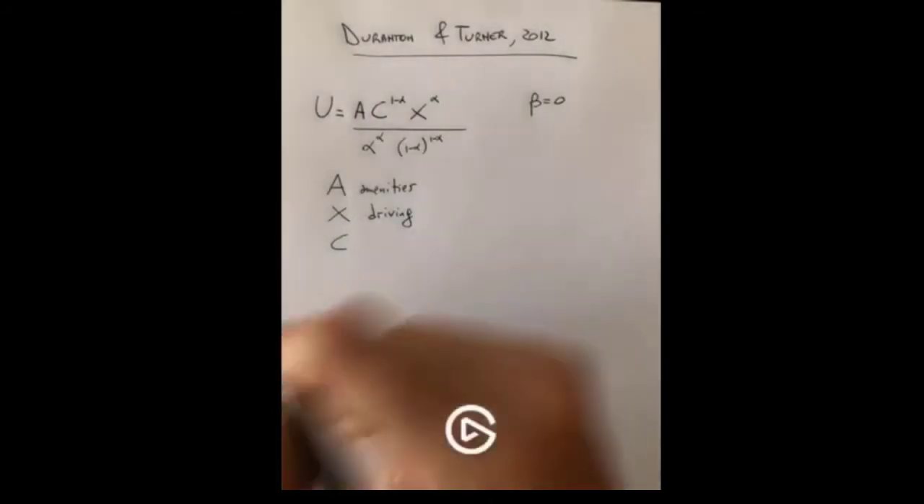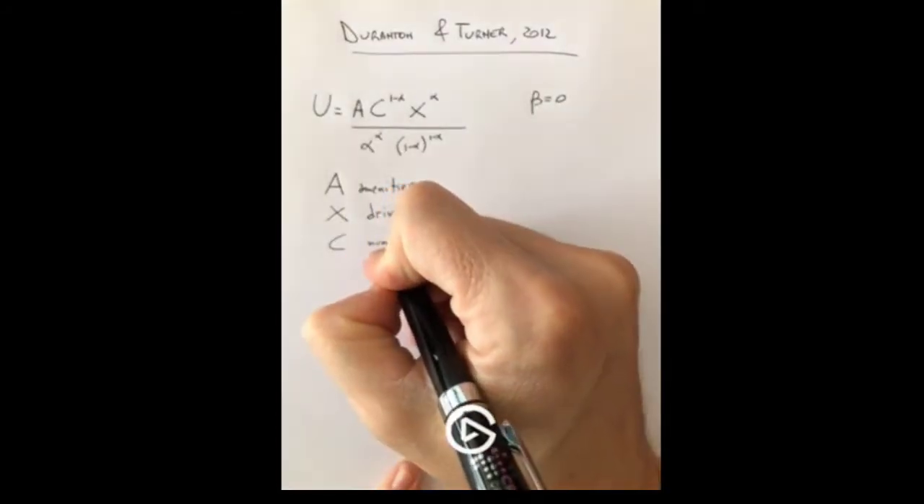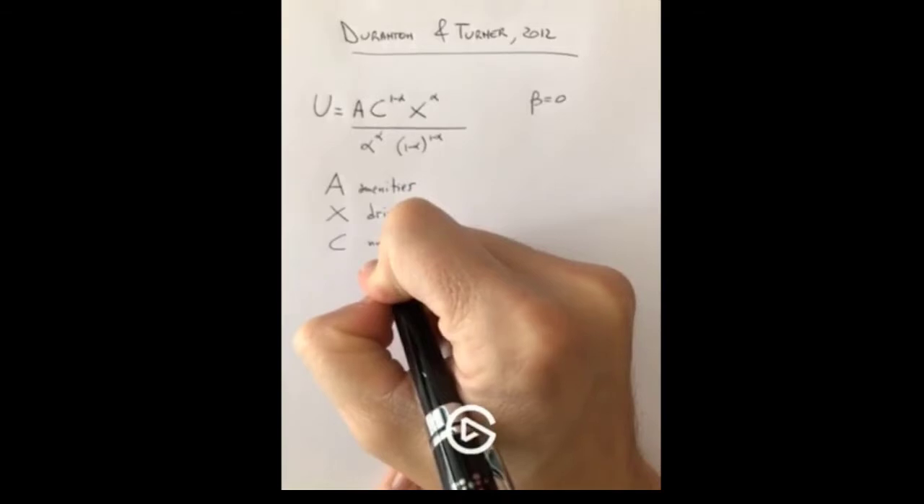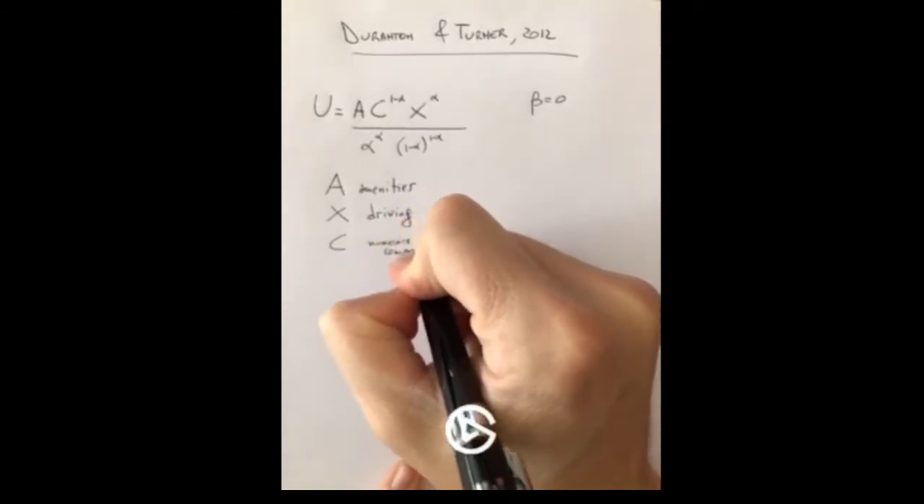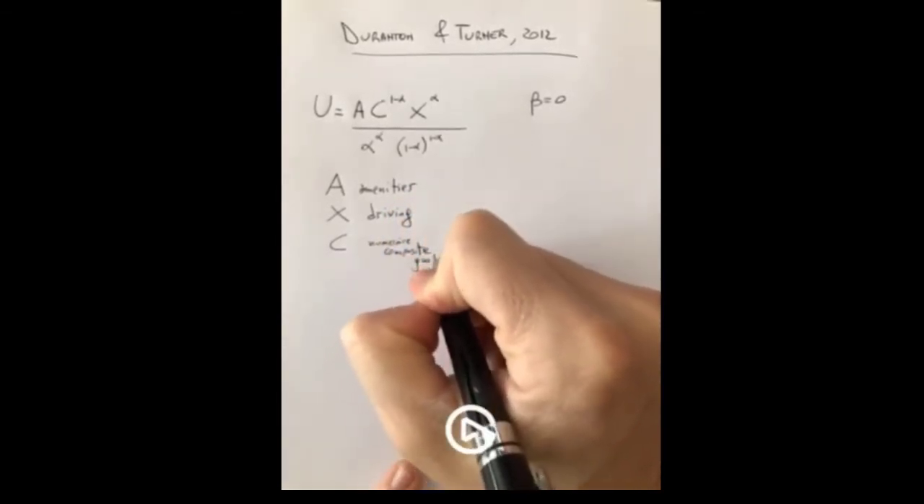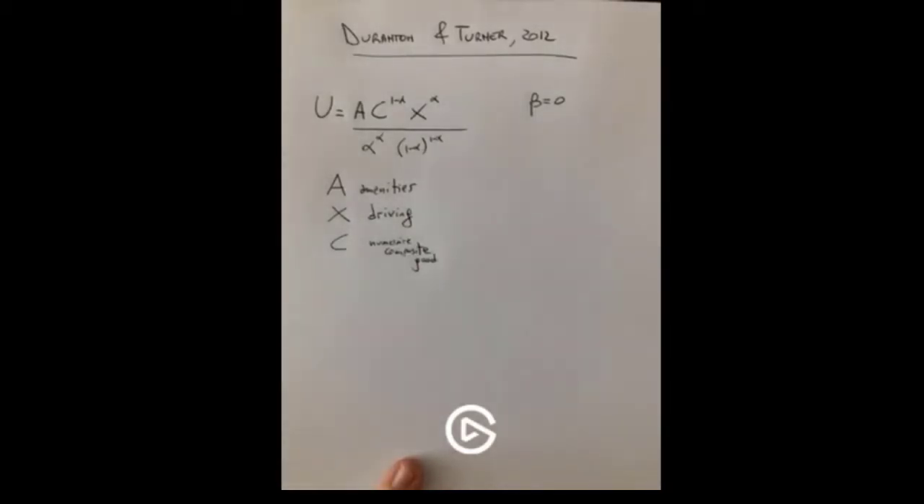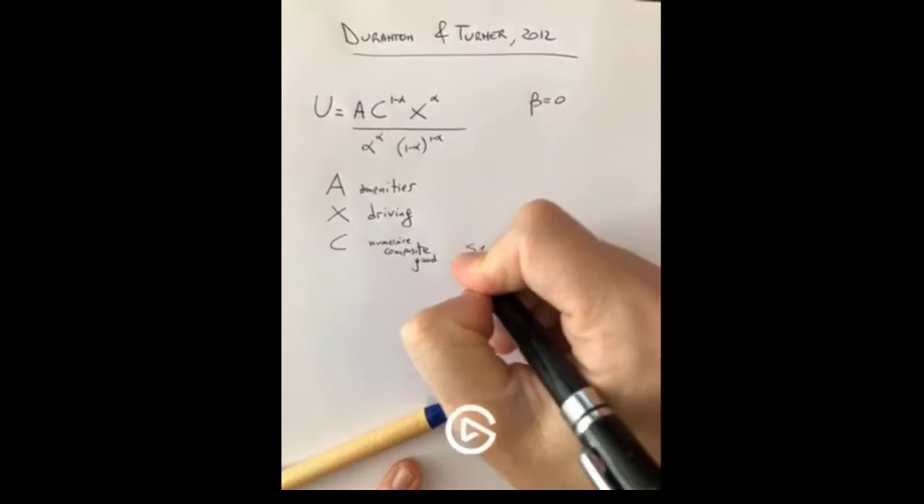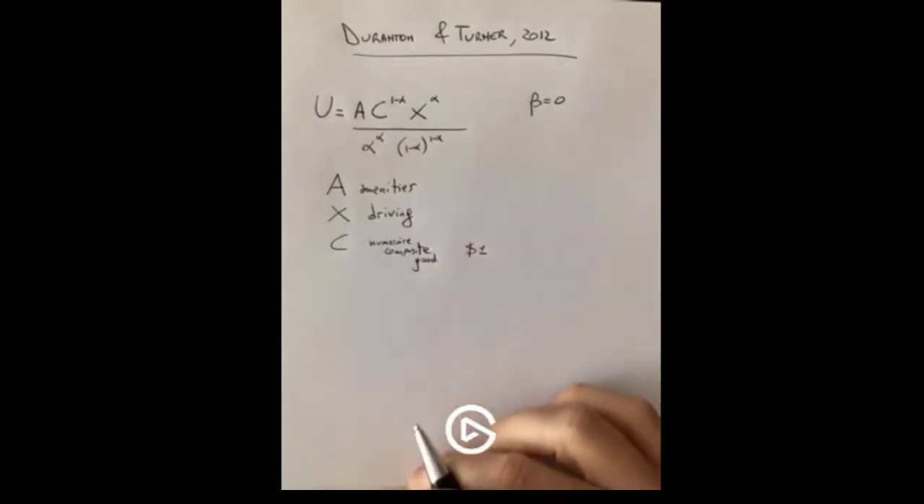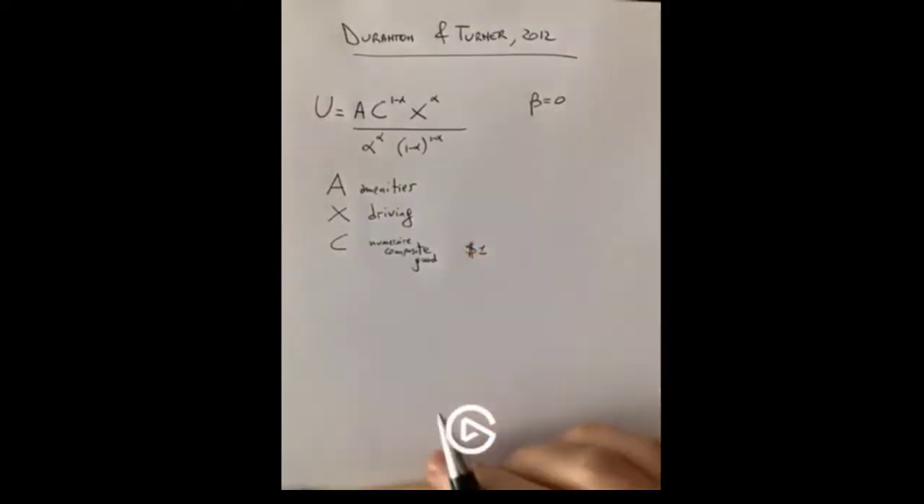So essentially it is a numeraire composite good. Think about all the other possible consumption that you can have, like housing, food, and so on. This is normalized such that the price of 1 unit of C is equal to $1. Okay, it costs $1 to consume a unit of C.